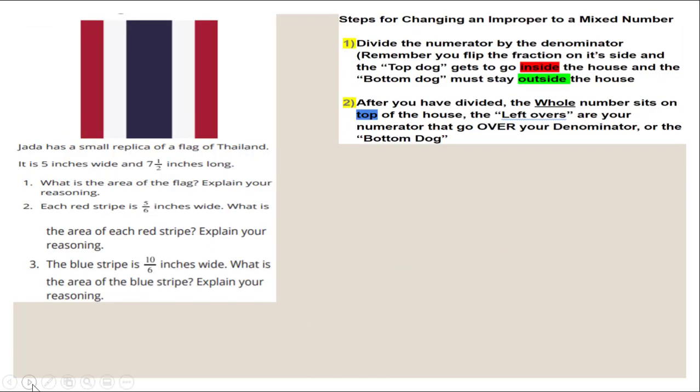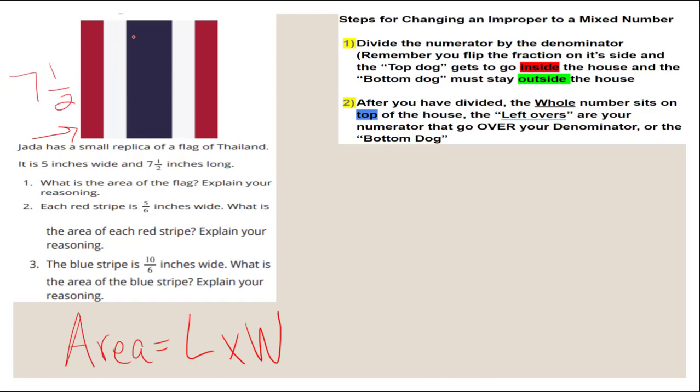Okay, so on our picture here, Jada has a small replica of the flag of Thailand. It is 5 inches wide and 7.5 inches long. What is the area of the flag? Okay, remember area equals length times width. So here they are labeling the length on this side. So they are labeling the length as 7.5. They're labeling the width as the top and the bottom. So the width they are labeling as 5 inches.